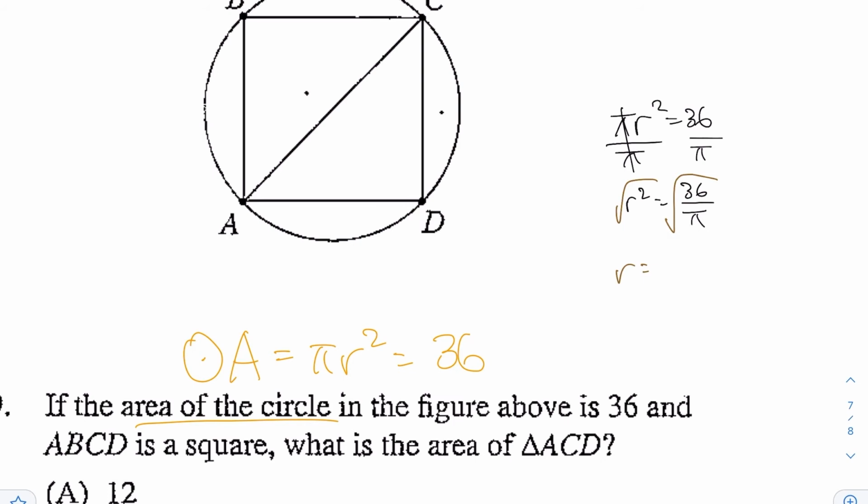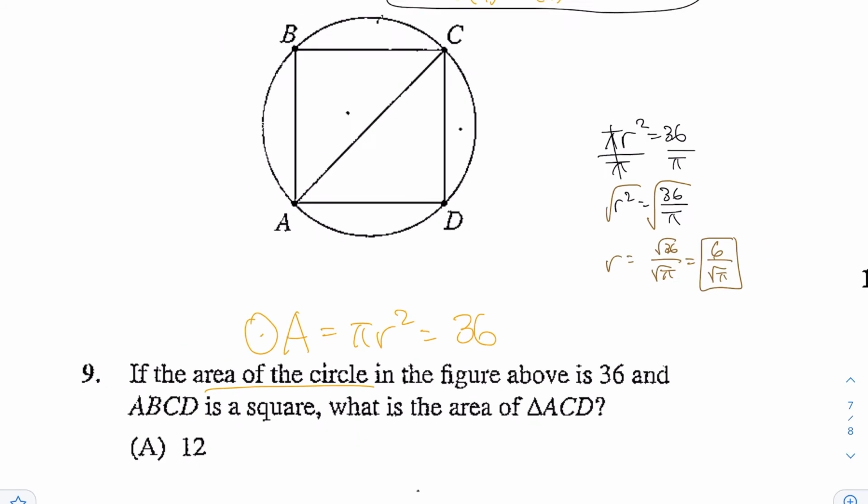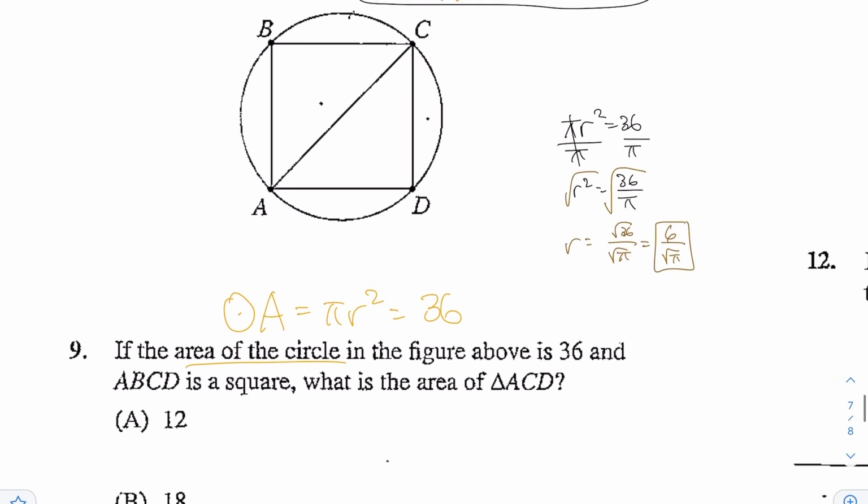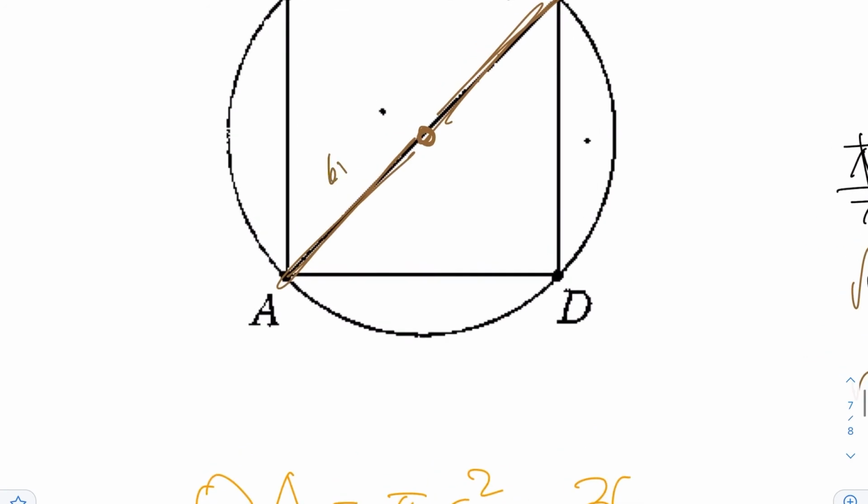The radius will be the square root of 36 divided by the square root of pi, and the square root of 36 is just 6, so 6 over root pi. Now, ABCD is a square here, and if you look at the radius, the diagonal is made up of 2 radii, and we know the radius is 6 over root pi.